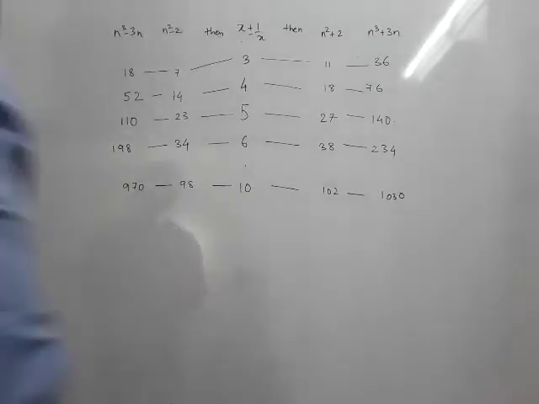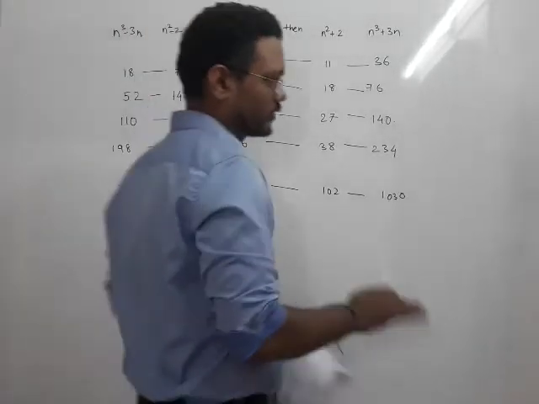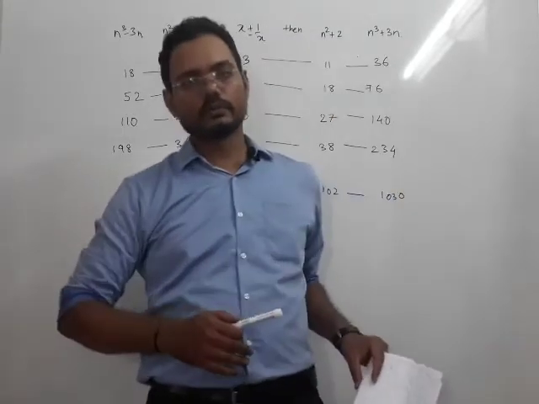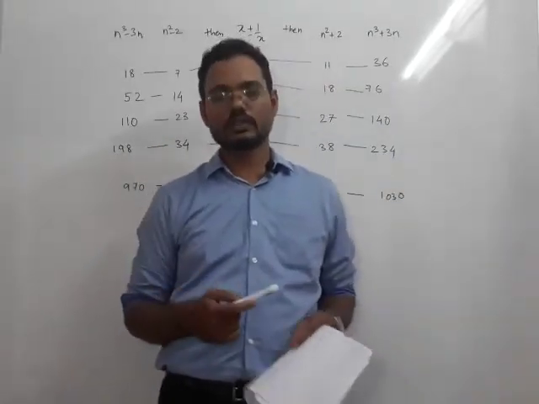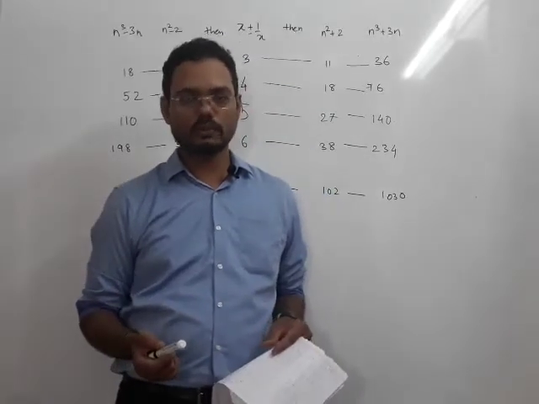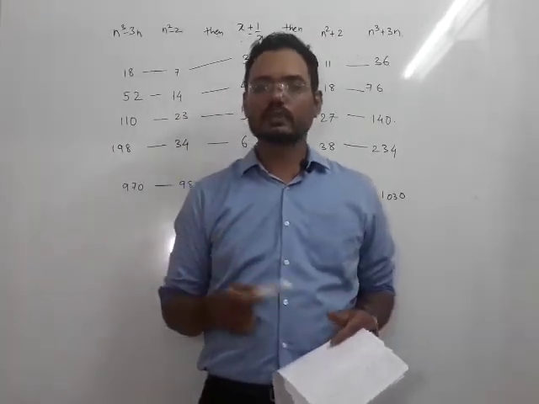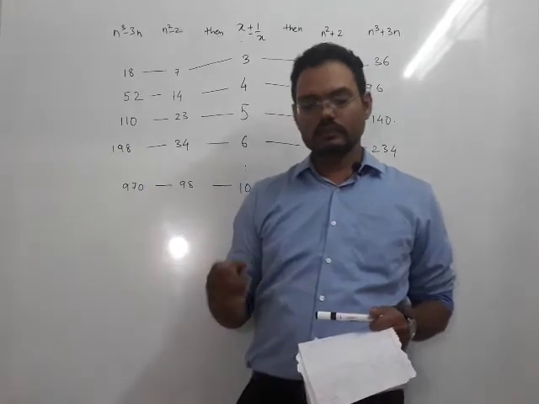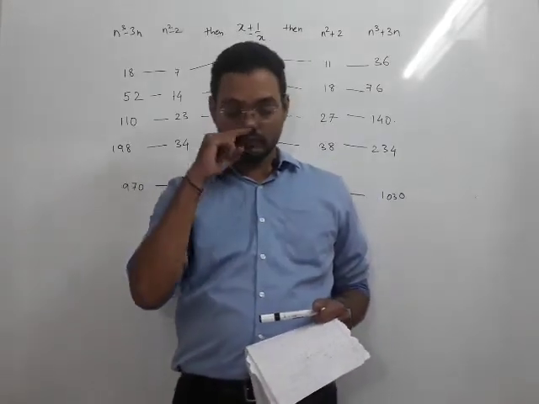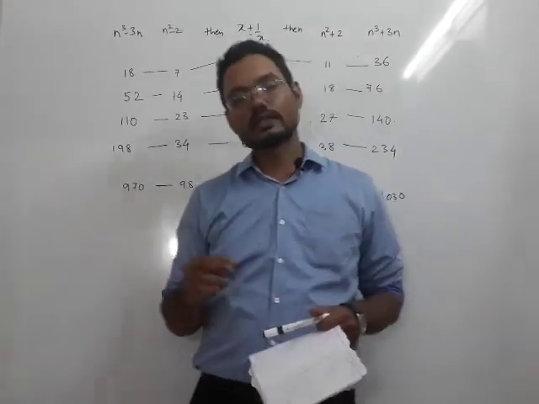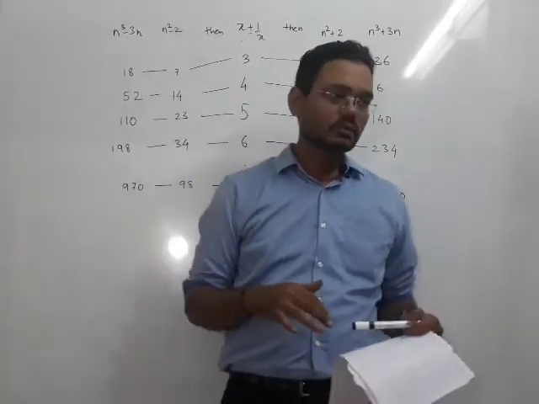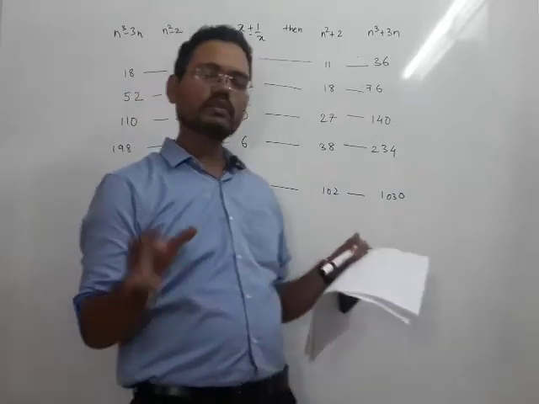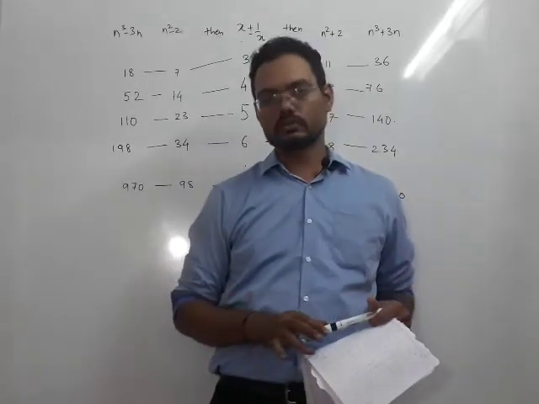Alright, so since we have already seen the formulae: if x plus 1 by x is given, then what will x square plus 1 by x square be? What will x cube plus 1 by x cube be? Similarly, when x minus 1 by x is given, then what will x square plus 1 by x square be? Similarly, there are only very few values which are possible.